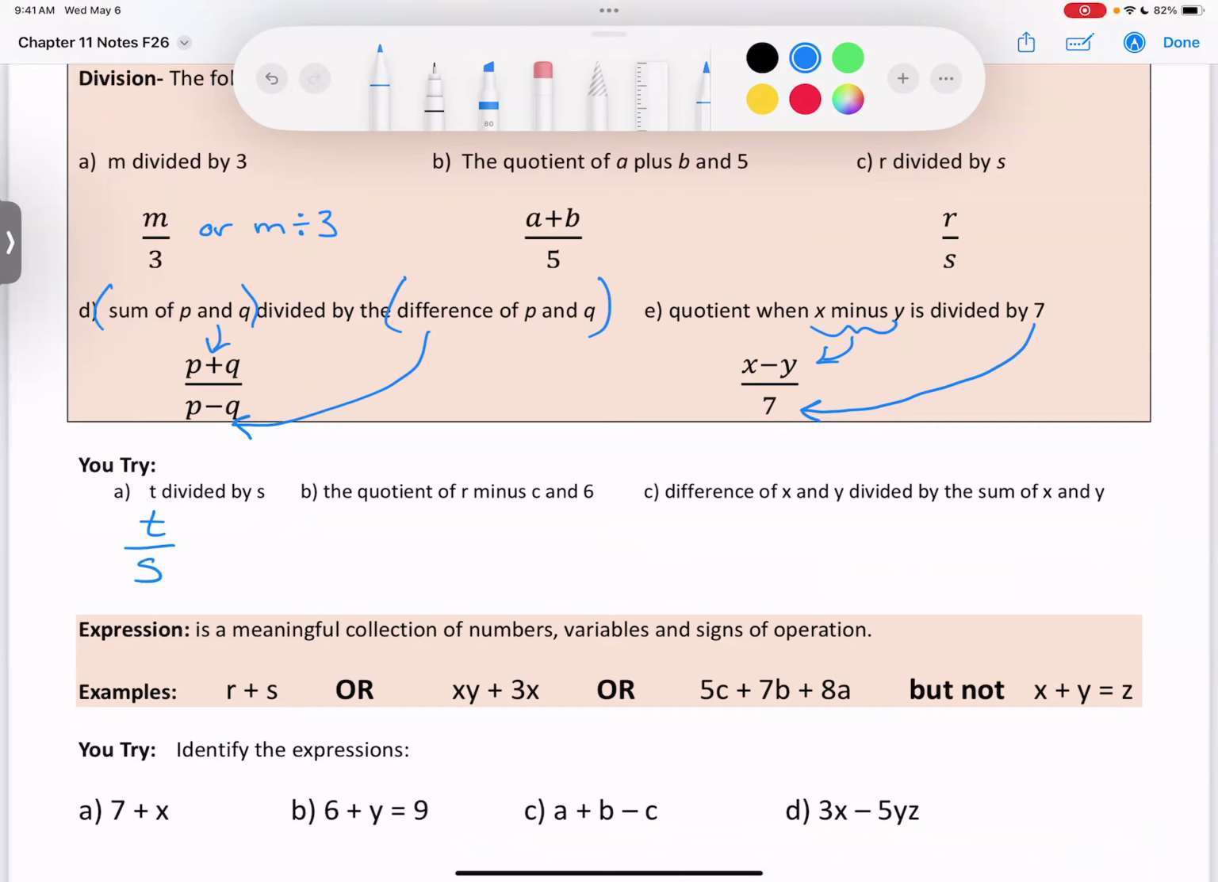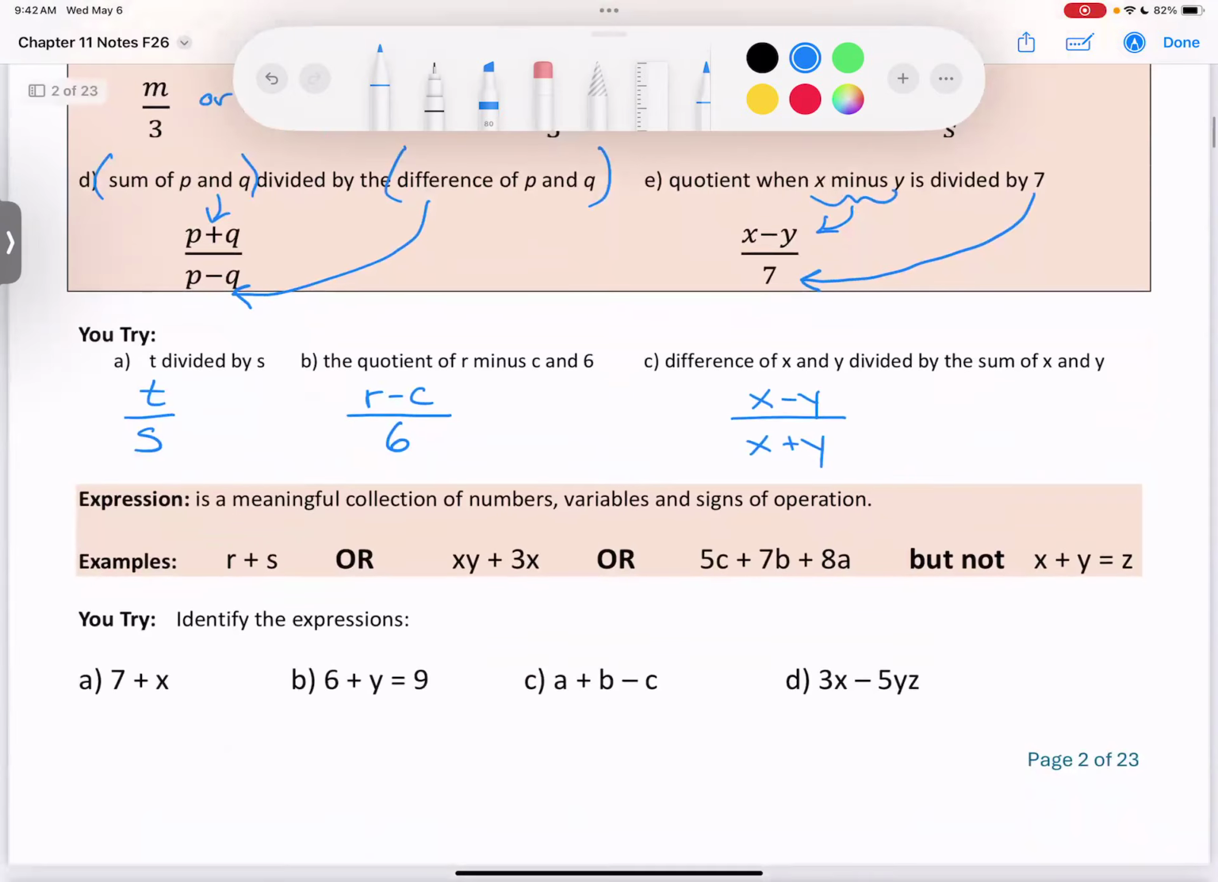The quotient of r minus c and 6, r minus c is going to be our numerator then, and 6 is our denominator. The difference of x and y divided by the sum of x and y. So the difference of x and y is x minus y, and we're dividing that by the sum of x and y, which is x plus y.